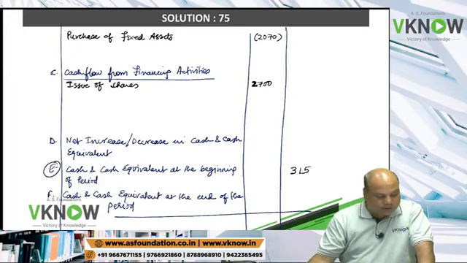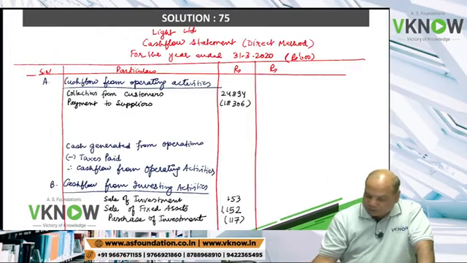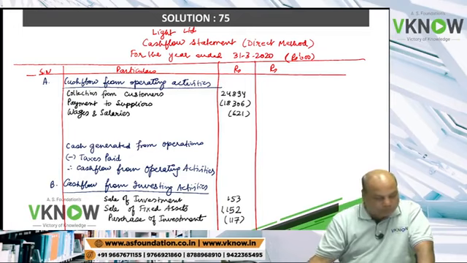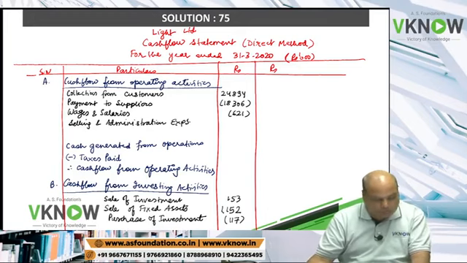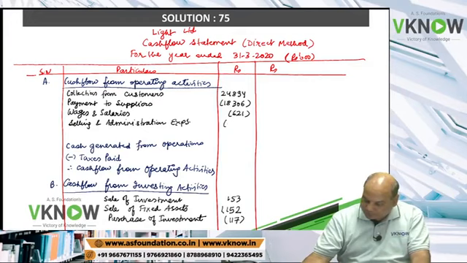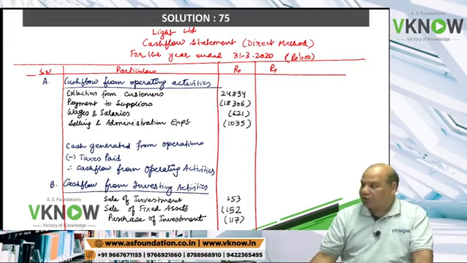Then wages and salary, operating activity, 621 outflow. Selling and administration expense, operating activity, 620, that is 1035 in bracket. These are payments. Very good.